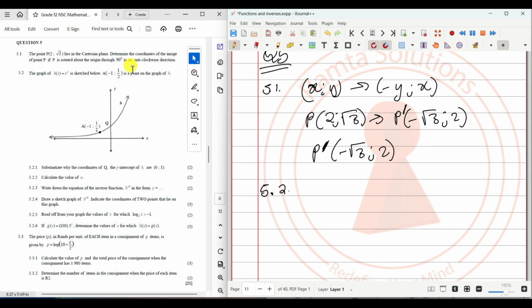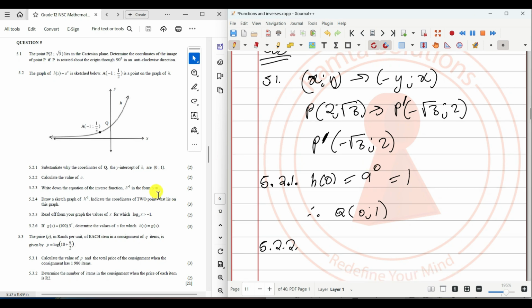5.2.1. Substantiate why the coordinates of Q, the y-intercept of h, are 0 and 1. This is maths. A lot of us, when we see this question, we're thinking, what are we going to say? Because this is maths, we can talk mathematical language. We can say h of 0 equals a to the 0, which is 1. Therefore, Q, which we know is the y-intercept, is 0 and 1. This is reasoning using mathematics. As simple as that, we are done.